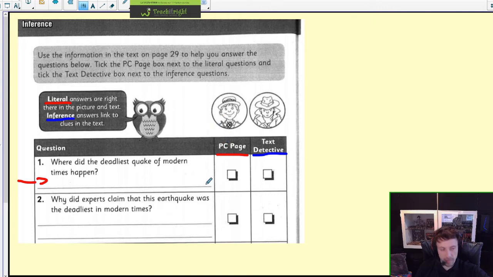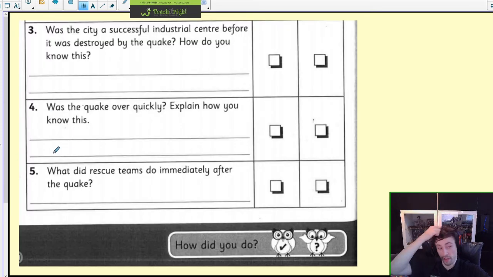So not only answer the questions, but decide, do you think this is a literal question or an inference question. There's one of the 5 questions, because there's 2 here and 5 here, so there's one of the 5 I think you could argue 50-50. But everything else should be one or the other, very clearly. So again, pause it here, take as long as you need, and as soon as you're ready to go through the answers, we will do so together.